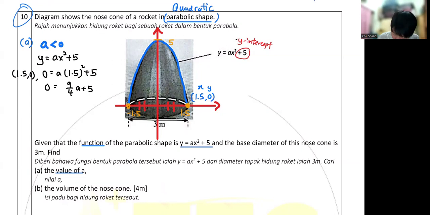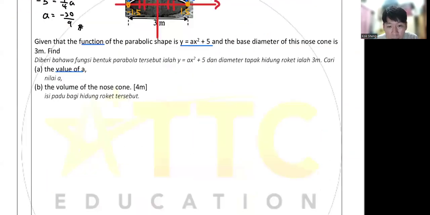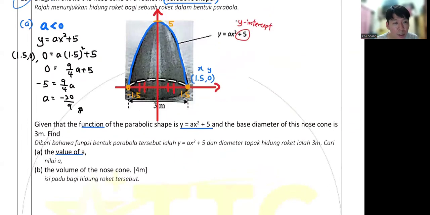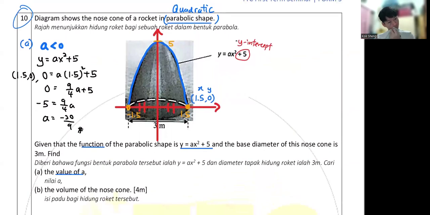So bring over the 5, and negative 5 divided by 9/4. Negative 20/9. So this is the A value, the answer here. Yeah, correct. It's okay, right? On how to add on the X and Y axis.